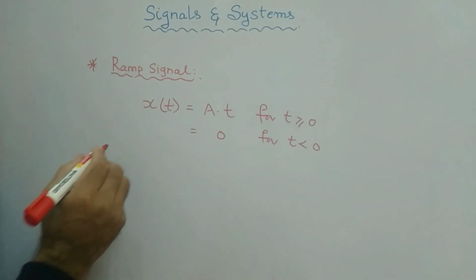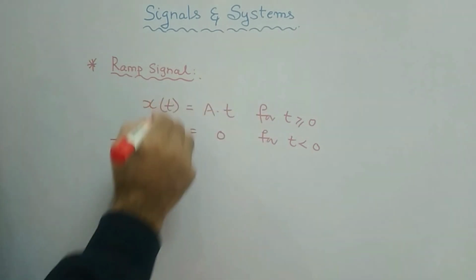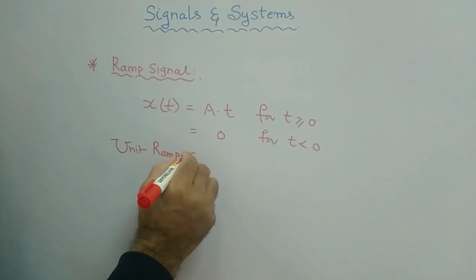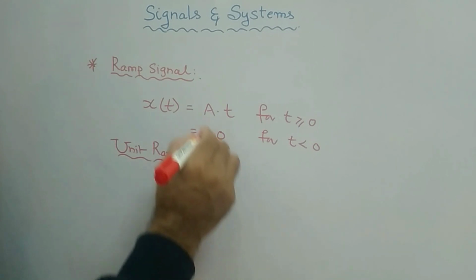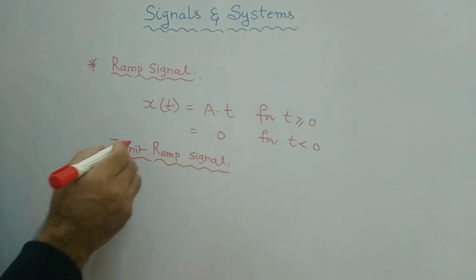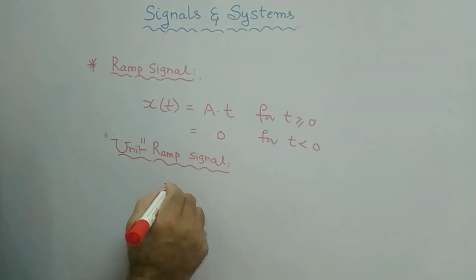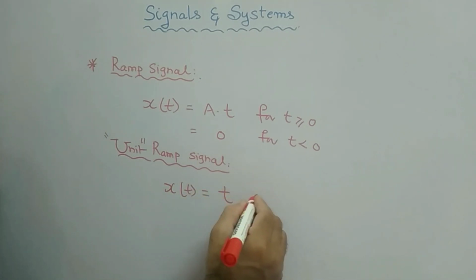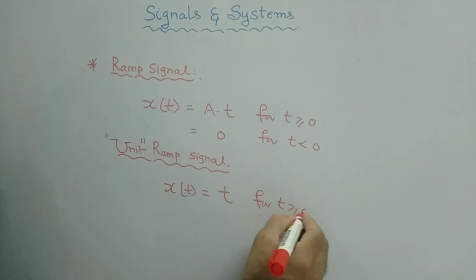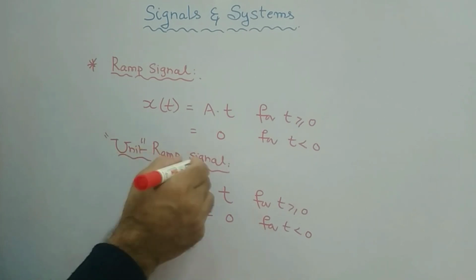Then you can define the unit ramp also. What is the unit ramp? In the unit ramp signal, wherever a is there, let us substitute the value 1, because unit means one, unity. Therefore, for the unit ramp, x of t is equal to t for t greater than or equal to 0, and obviously it is 0 for t less than 0. This is the definition of the unit ramp signal.